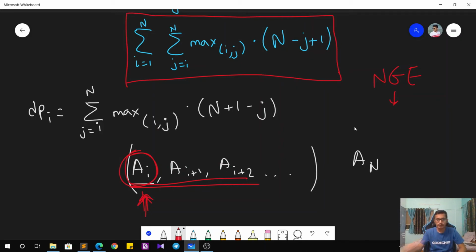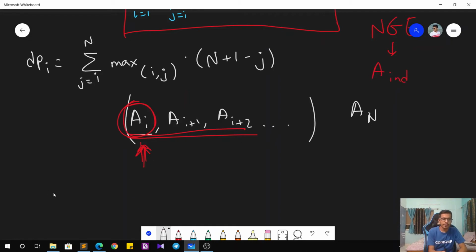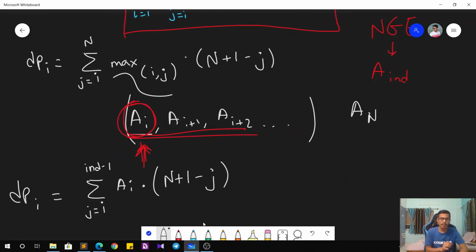How can we use that to our help? Now once we know this info, assuming that the next greater element lies at the index a of ind, we can further divide our expression of dp of i in the following manner, that is summation j equals i to ind minus 1. From j equals i to ind minus 1, a i will be the maximum of i comma j. That is for sure. Why? Because the next greater element is present at index a of ind. So we can simply write over here a i into n plus 1 minus j. Okay, this we can write, and for the remaining terms, what will it be?